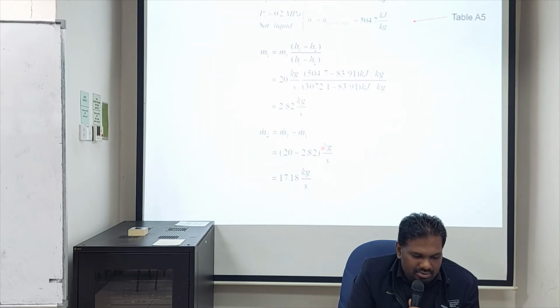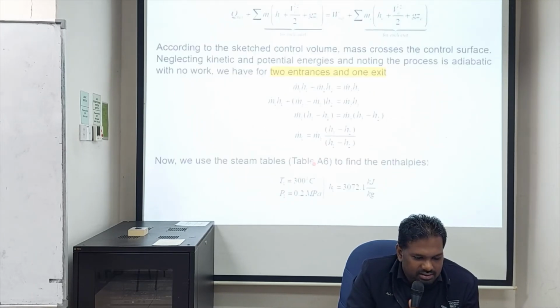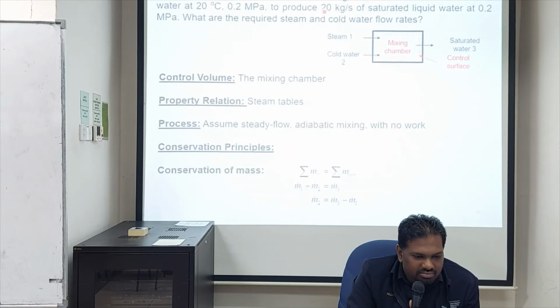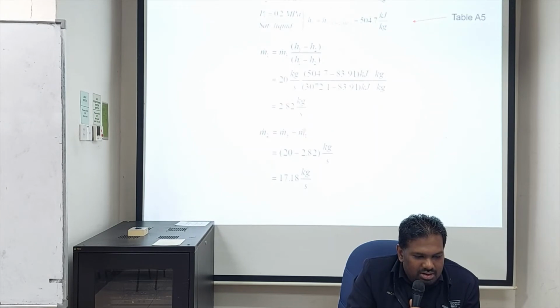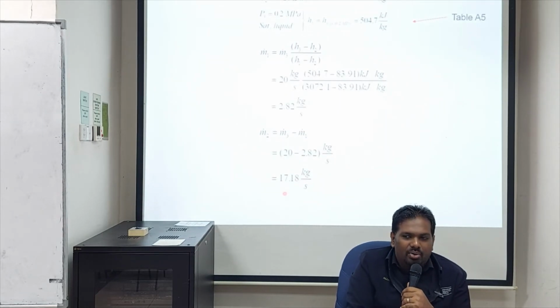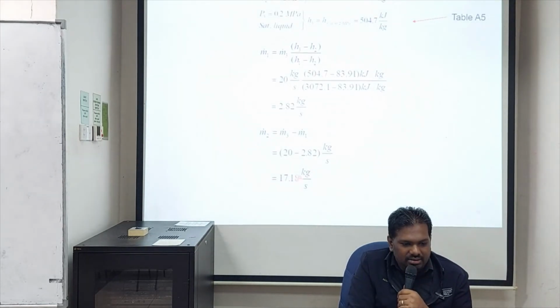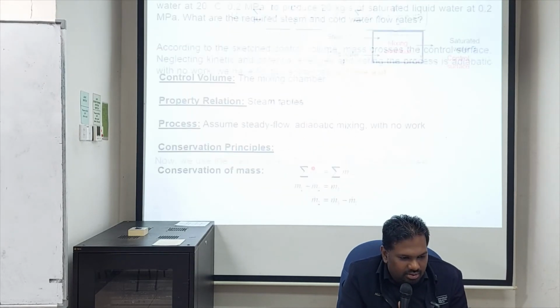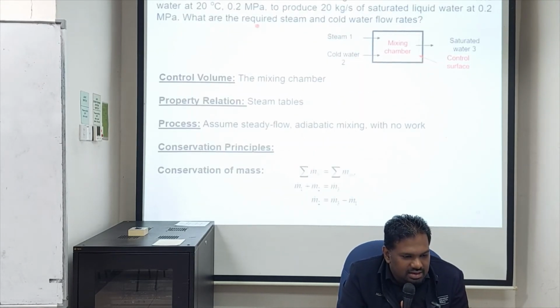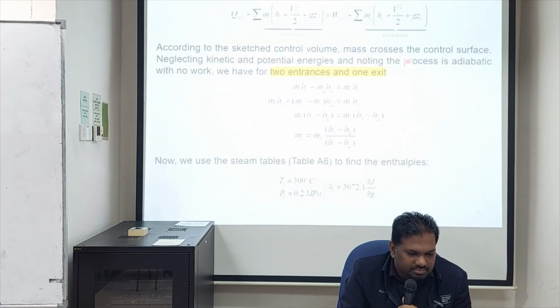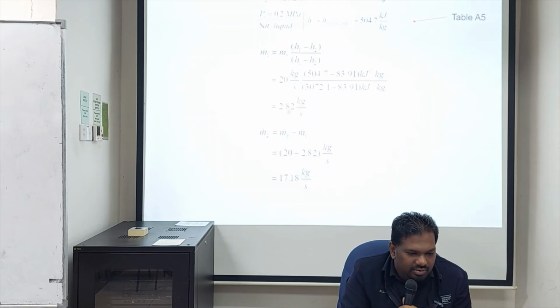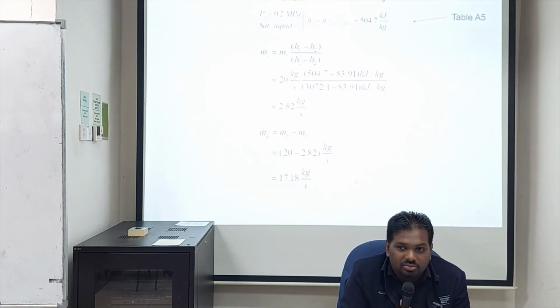Okay, so you replace back in this, because one value is given, 20 kilogram per second. So you already found M1. So you just find M3 minus M1. So 20 minus 2.82. So you get 17.18. Okay, so this is the value that you already got. Sebab dekat sini suruh cari, what are the required steam and cold water flow rates? Okay, so you already found M1 and also M2.